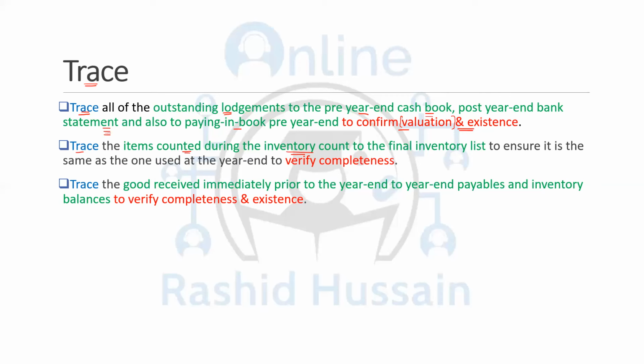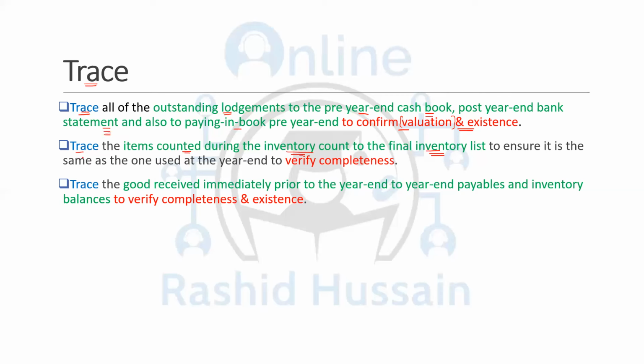Basically, when you were counting the inventory, you were recording it into your inventory records. So trace the inventory counted during the inventory count to the final inventory list. This is the list which has been given to you by the management, and this is what you have prepared during the inventory count.